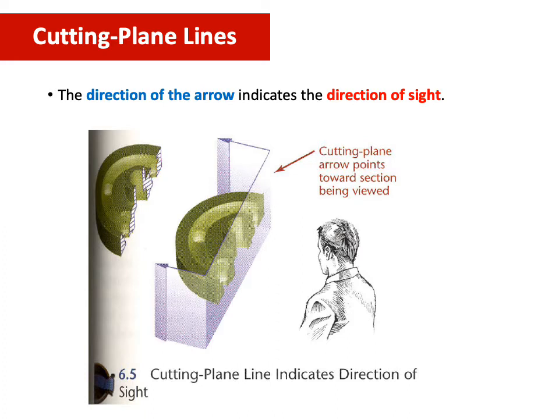Here I already spoke about the direction of the arrows. The direction of the arrows indicates the direction of sight. What is your view? This object is being cut in half like this, so your view will be from where this person is sitting.